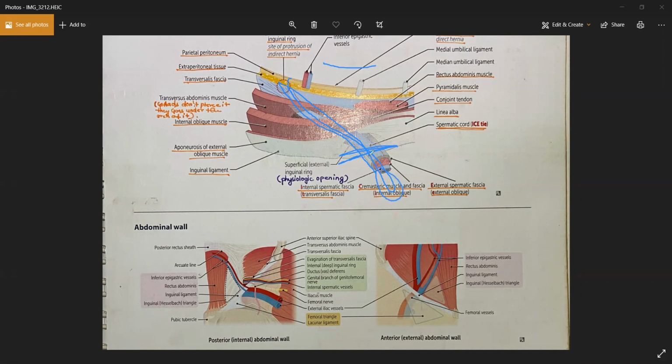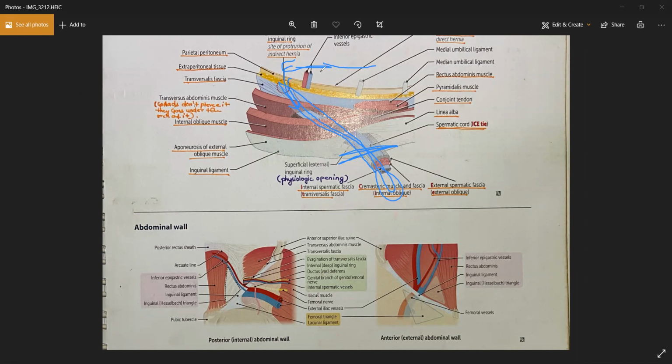Now, if this processus vaginalis persists, that means there is a connection with the abdomen, because here is the intestine, which is covered with the peritoneum. Now, this intestine can easily enter into this peritoneum, right? And it will be herniated. And that can cause the indirect inguinal hernia, right? So that's about the indirect inguinal hernia.